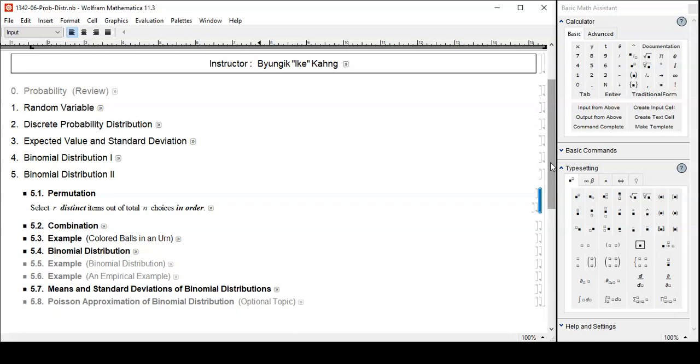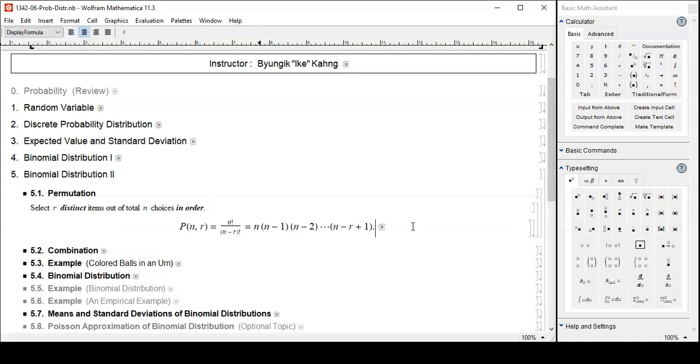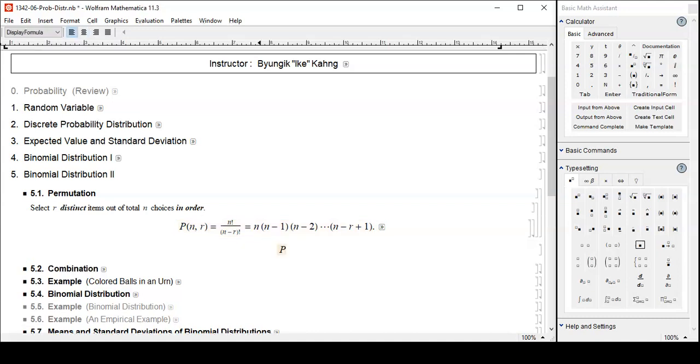What is permutation? Select r distinct items out of total n choices in order. That's called a permutation. The formula goes like this. For example, out of 10 people, select 4 people in order: first place, second place, third place, fourth place. So, how do you calculate it?